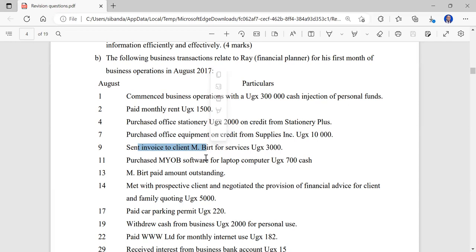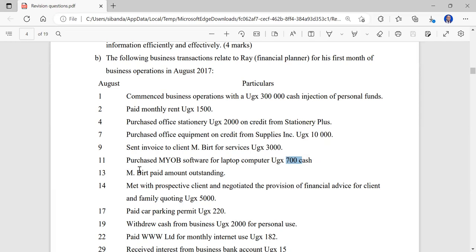They're telling us that purchased a software for a laptop computer, UGX 700. Now, a software can be an expense, can be an asset. But in this case, we are going to debit our software with 700 and we shall credit cash with 700 because cash is reducing as the software is coming on board.